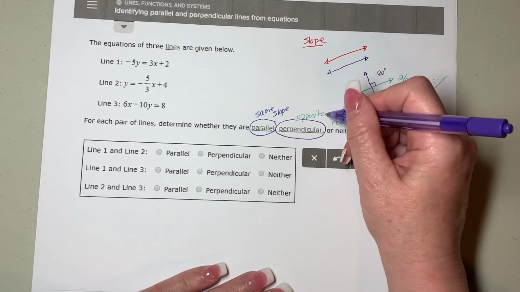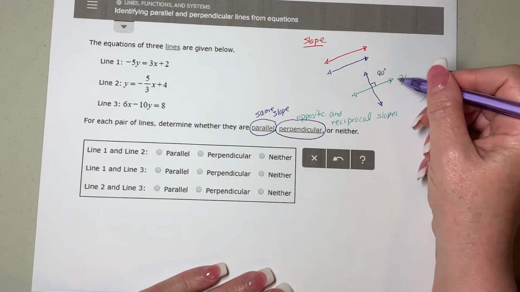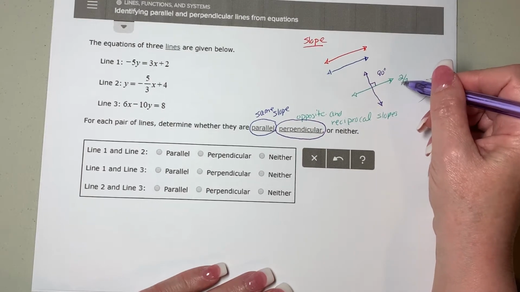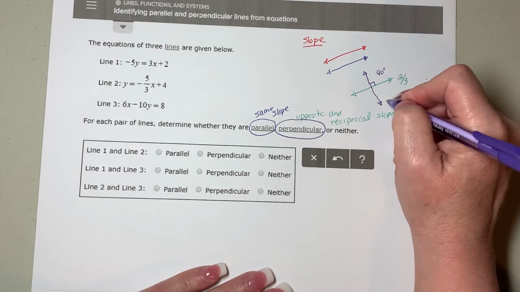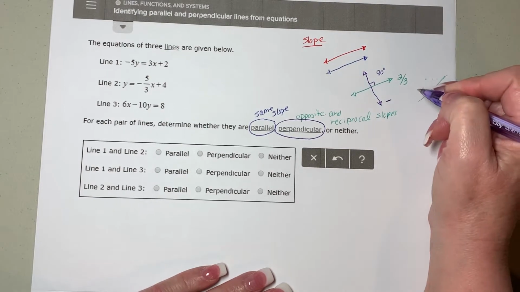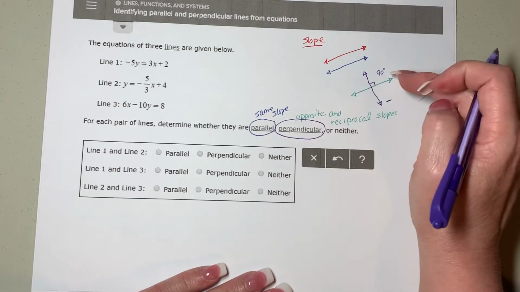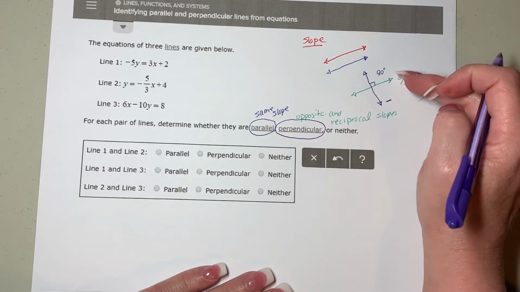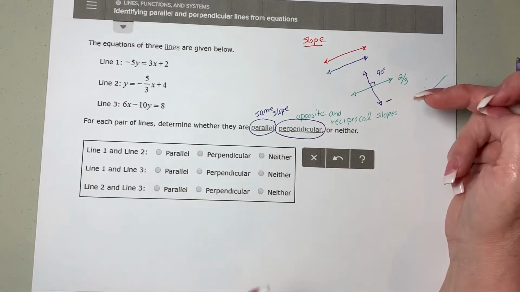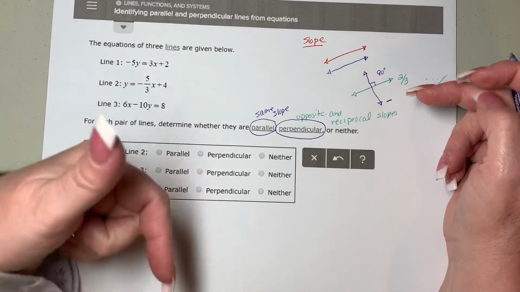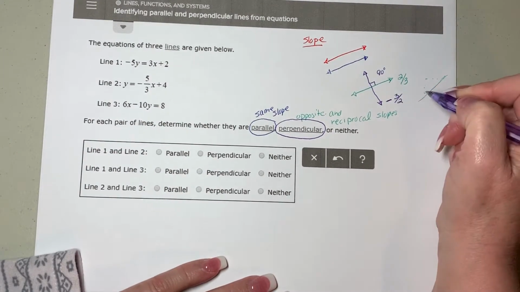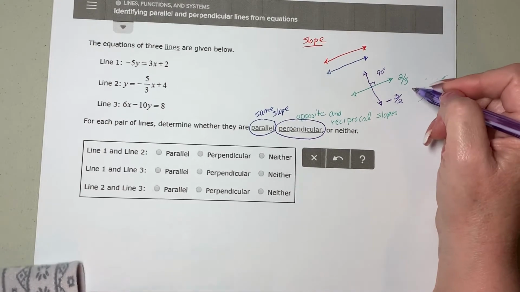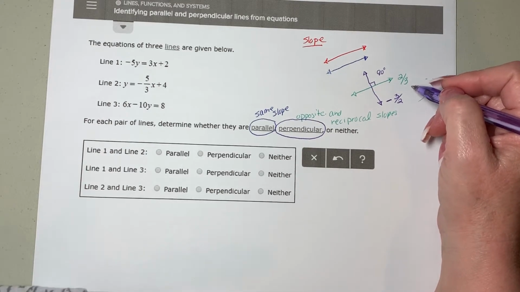Perpendicular would be opposite, meaning if the green line is a positive slope, then the perpendicular line, which is in purple, would have to be a negative. That's what I mean by opposite. They're opposite signs. And then reciprocal is just like the word reciprocal from fractions. You just flip it over. So 2/3 becomes 3/2. So that's an example of perpendicular.